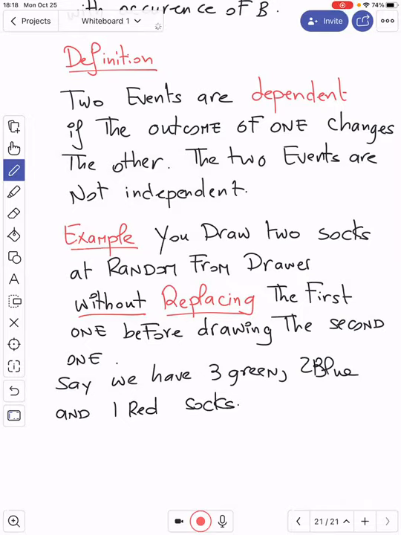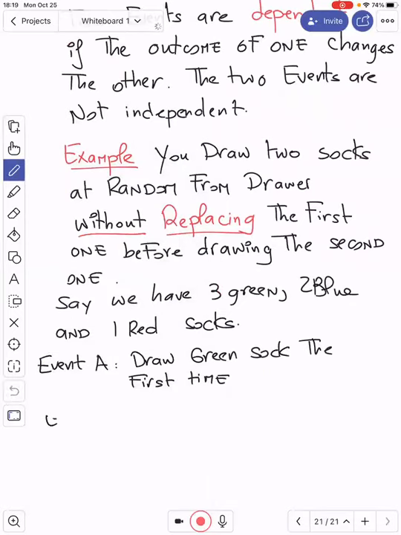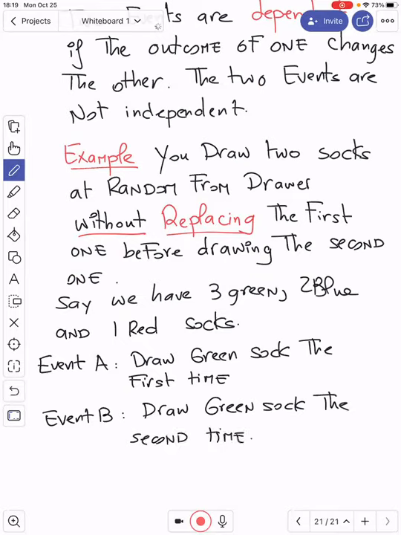So let's say the event A is that you draw a green sock the first time. And the event B is that you draw, again, a green sock the second time. Okay, so do you see any connection between these two events, guys?